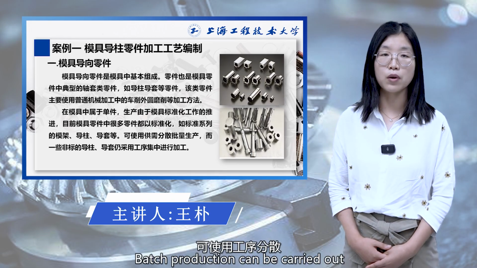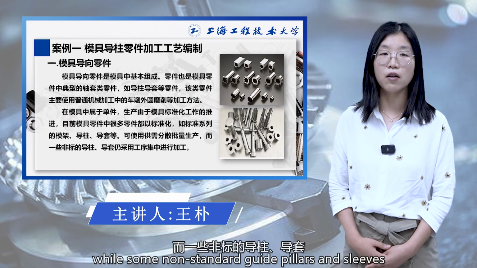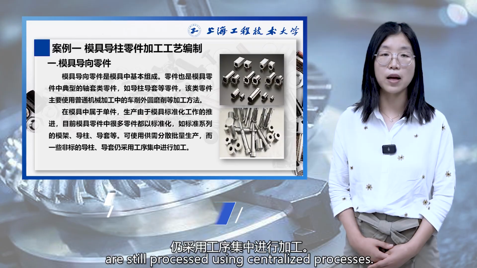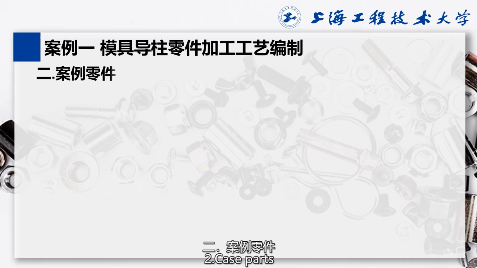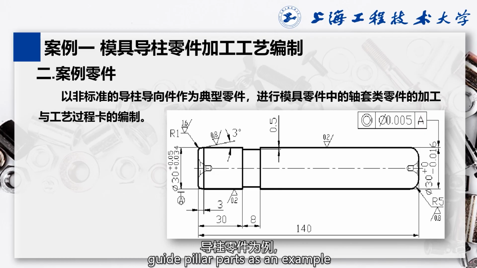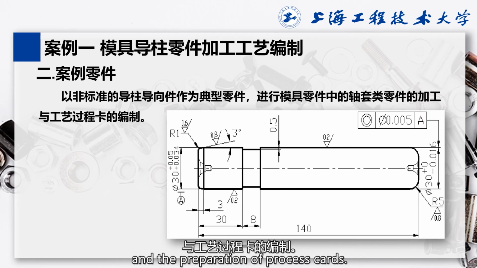Batch production can be carried out using dispersed processes, while some non-standard guide pillars and sleeves are still processed using centralized processes. Second, case parts. As shown in the figure, we will take non-standard guide pillar parts as an example to explain the machining of mold shaft parts and the preparation of processed parts.